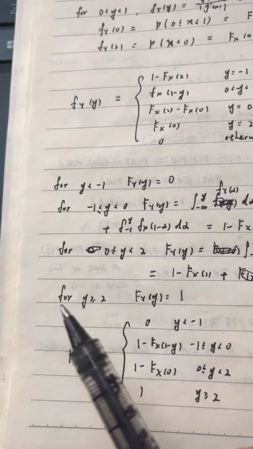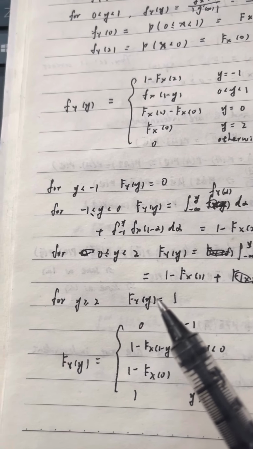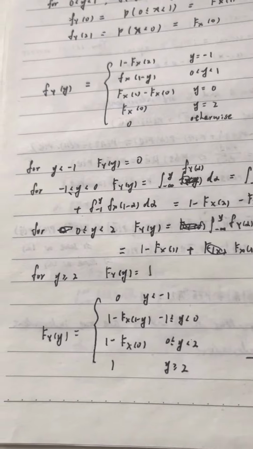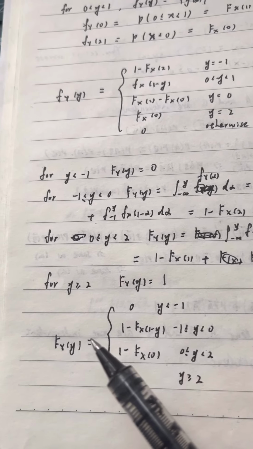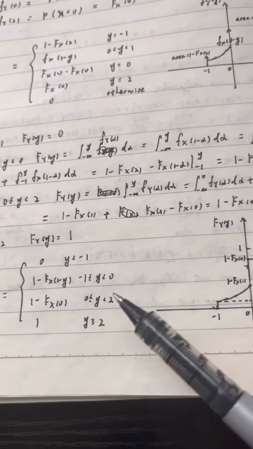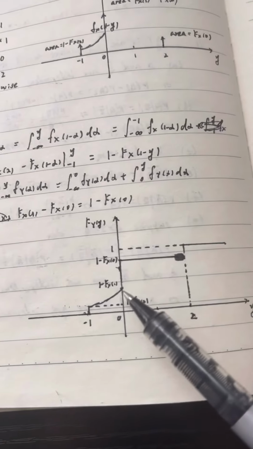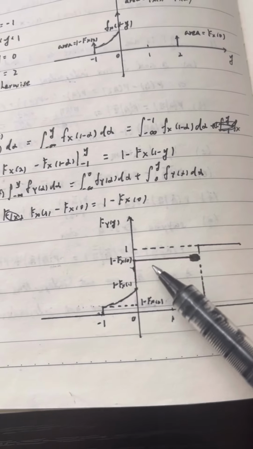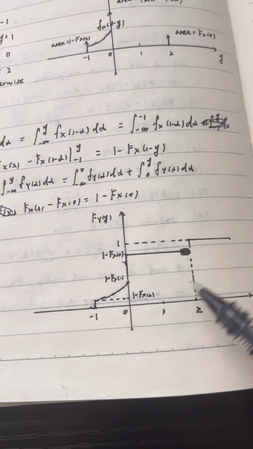And for y larger than or equal to 2, simply the distribution function equals 1. So in conclusion, we have the distribution function in 4 parts for different values of y, and we can draw this function like this, separated into different intervals, so we can have this kind of figure.